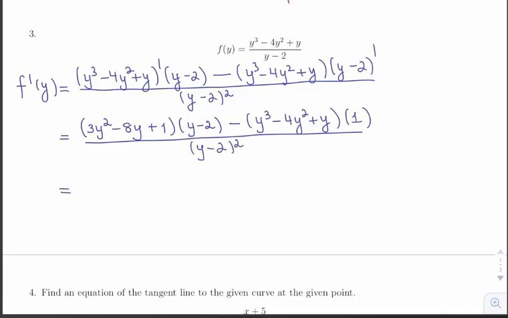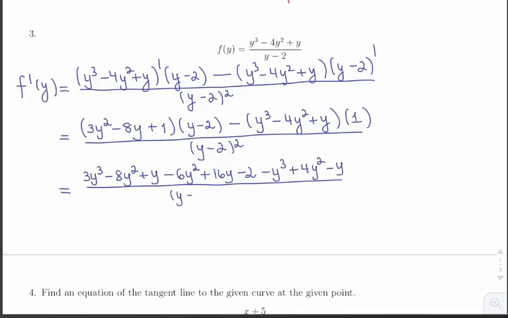Okay. All right. We need to multiply everything through, combine like terms, see if we can simplify this. What do we get here? So this is 3y cubed minus 8y squared plus y minus 6y squared plus 16y minus 2. And now we distribute the negative, so this is negative y cubed plus 4y squared minus y.